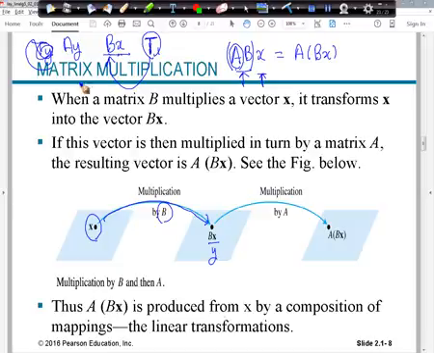So this one is T1 and this one is T2, and then this one is sent further to another vector by the matrix A. So this is the final result. That corresponds to this representation. We first apply this transformation B to x, and then the resulting vector gets multiplied with the other matrix A.